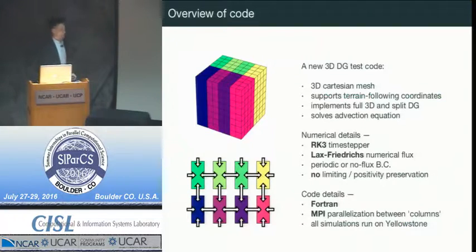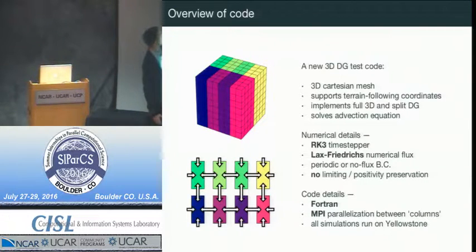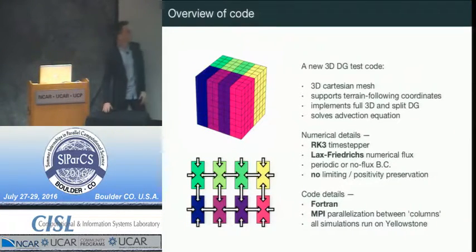All right, so the code we wrote, starting from scratch, is a three-dimensional discontinuous Galerkin code. We use a three-dimensional Cartesian mesh, so this means our domain is going to be cube-like, and it's made up of lots of little elements, each of which is a cube. You stack them together to make a big domain. We support terrain-following coordinates, which I'll talk about later. We have both the full 3D discontinuous Galerkin and the split formulation, and as I said, the advection equation.